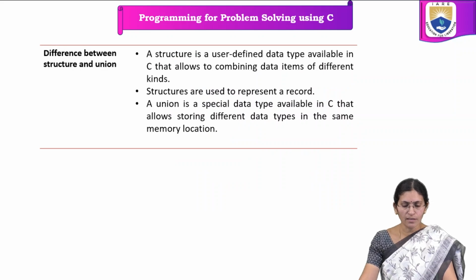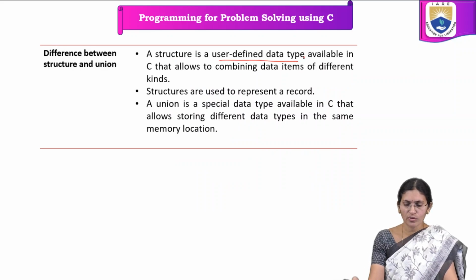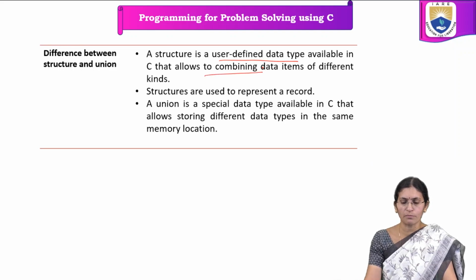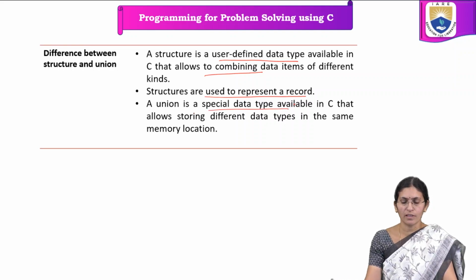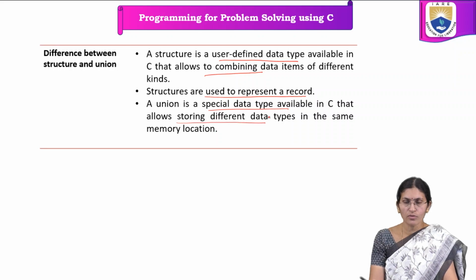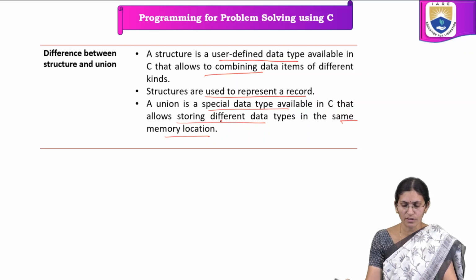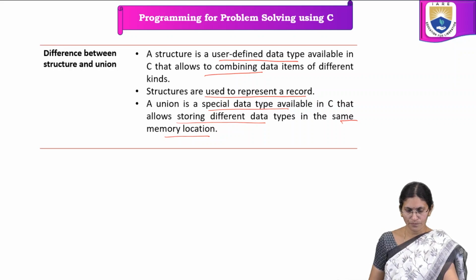Next, let us see the difference between structure and union. Structure is a user-defined data type which is available in C, which allows us to combine data items of different kinds. Structures are used to represent a record, whereas union is a special data type which is available in C, that allows storing different data types in the same memory location. So this is the main difference between structure and union.